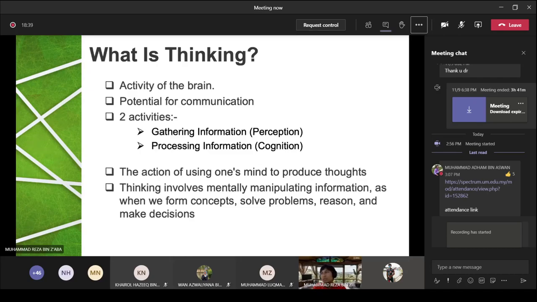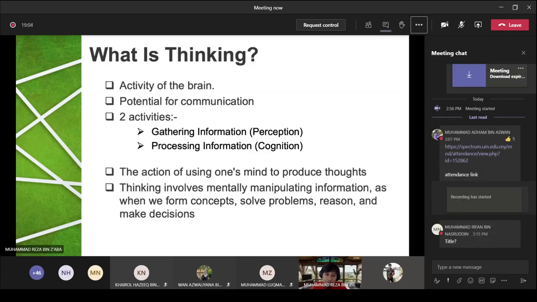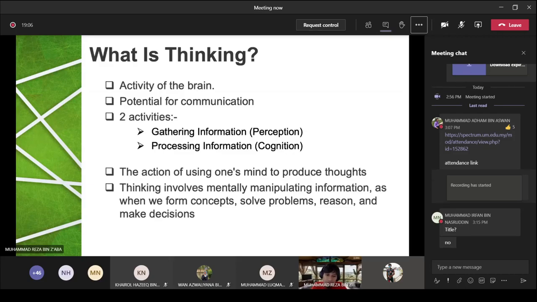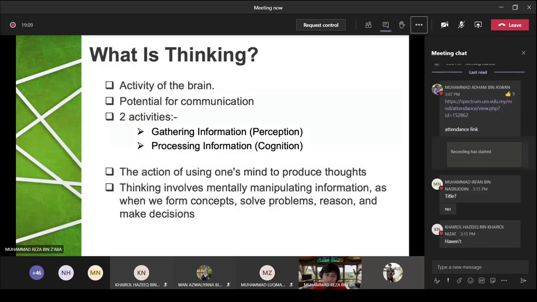And who here watched the Netflix documentary about Bill Gates? Does anyone here watch that documentary? Inside Bill's Brain, Decoding Bill Gates.